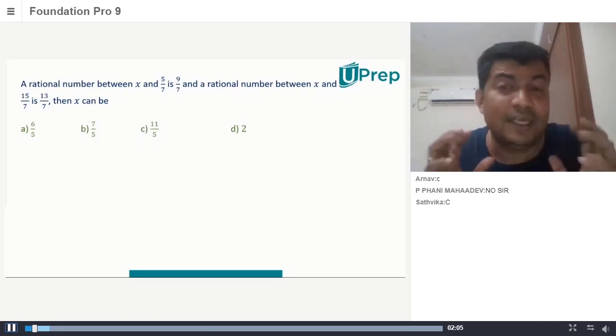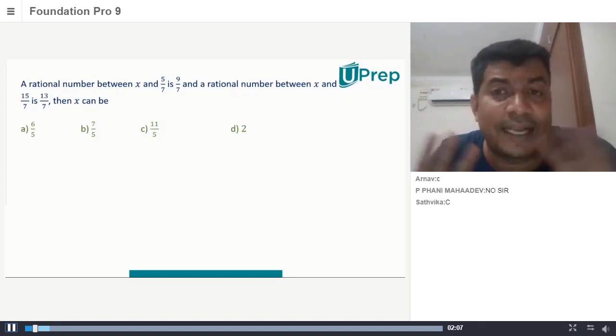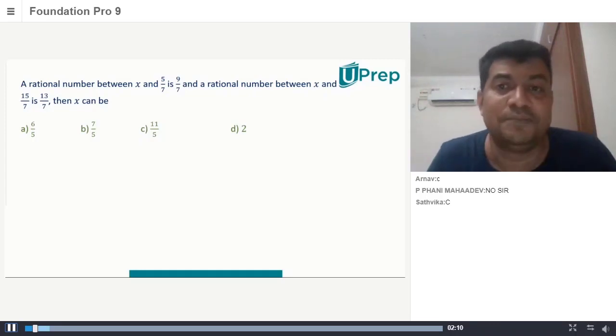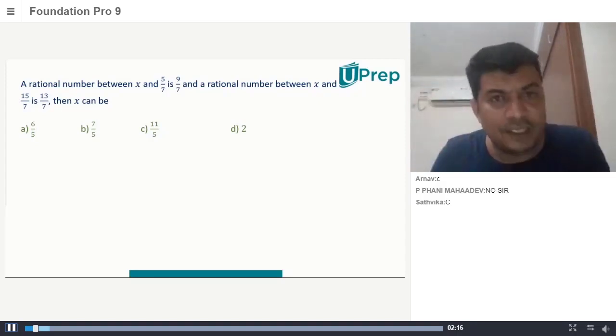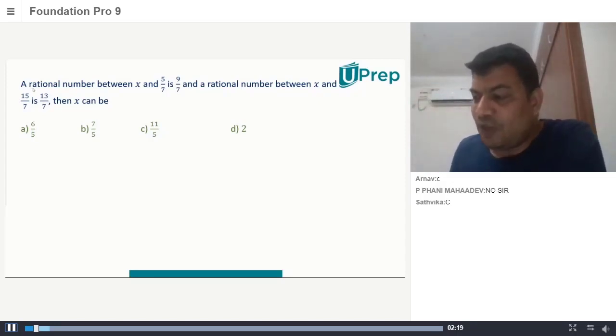See, this is not your typical textbook question. This is a real testing of your knowledge of numbers and how you apply logic. Okay? So Bhumika, let's solve it together.